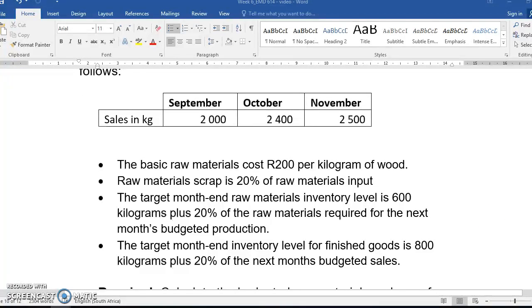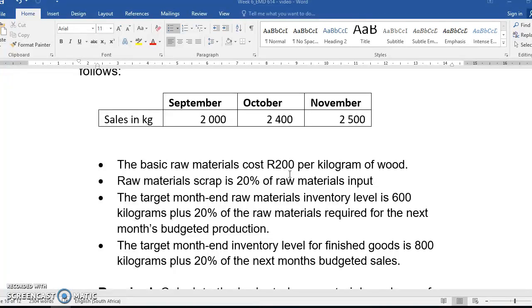And then it says the basic raw material costs 200 per kilogram of wood. The raw material scrap is 20% of raw material input. So in other words, basically 20% of what gets input is going to be scrapped. So effectively we have to input more to get what we desire out. Right, if that makes sense. So we have to input 20% more because we know 20% is going to be scrapped.